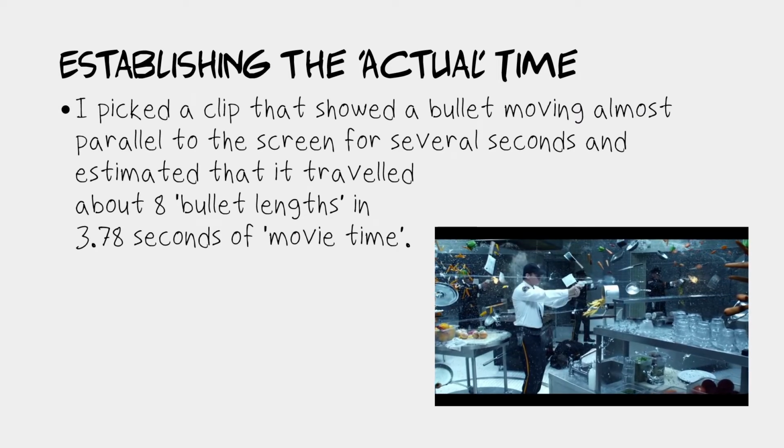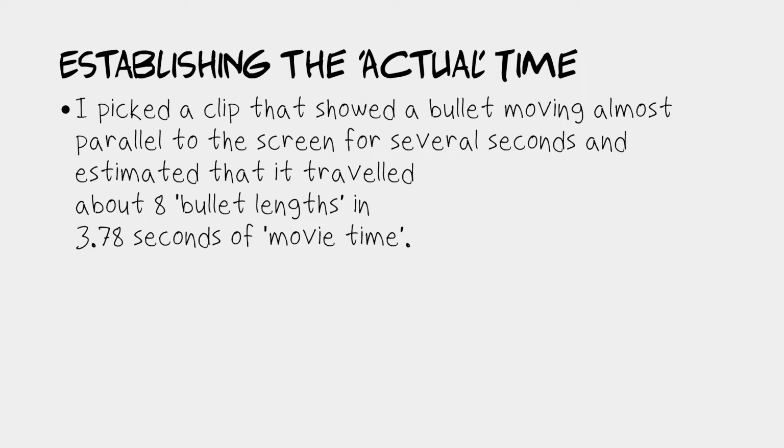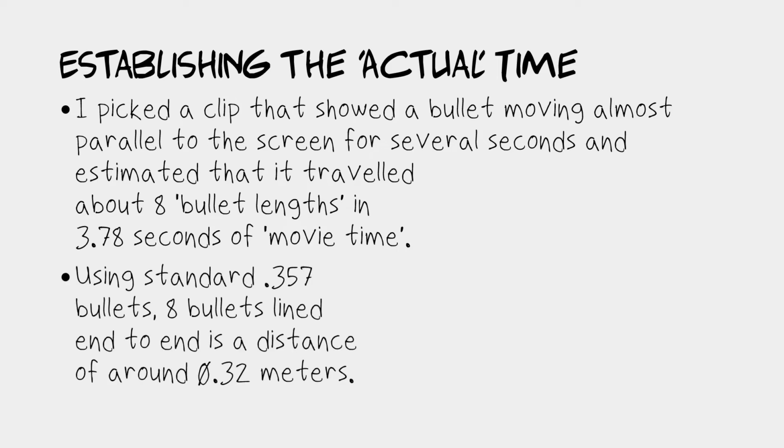All right, next up we need to look at the movie clip a little more closely, and I picked a scene from the clip where it's a really nice shot where the bullets are kind of streaking across the screen. Nice straight line, couple seconds of time that we can look at them with, and I use that as sort of a sample set for the bullet's motion as everything's slowed down. And I picked a segment of that clip that lasts for almost 4 seconds of quote-unquote movie time. And during that time interval, I made a rough estimation that the bullet traveled what I called 8 bullet lengths during that time interval. And now we have a distance, because if we assume that the bullets are standard .357 bullets, 8 of those bullets lined head to tail would give us a distance of around 32 centimeters or 0.32 meters.